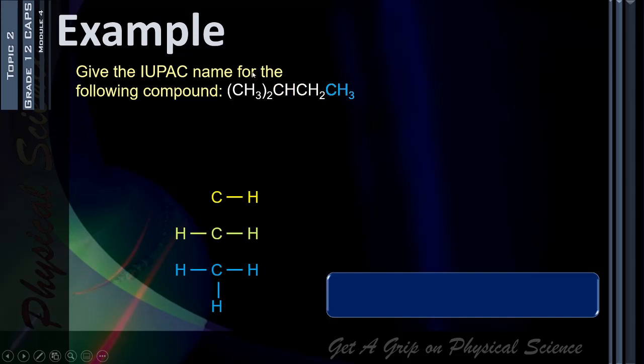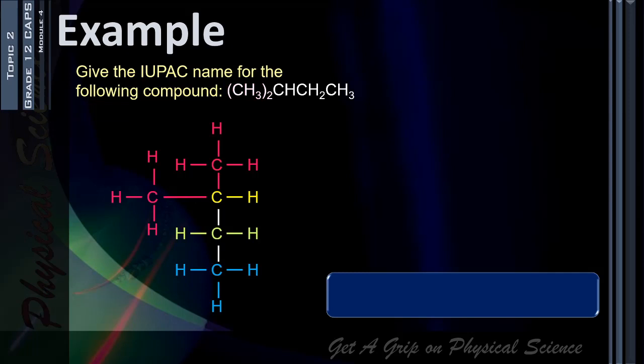Then we go back to the brackets. There are 2 of these methyl groups, and both of them have bonds with this carbon. So we have to draw a methyl group from this carbon and another methyl group from this carbon. And then we just make sure that each one of these carbons have 4 bonds.